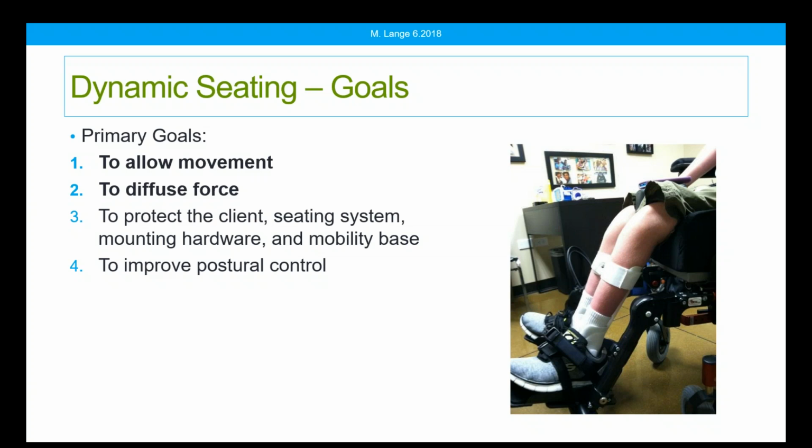Third, by diffusing those forces, we're protecting the client, we're protecting the seating system, mounting hardware, and the mobility base. We have probably all worked with clients who have caused damage to their chair, maybe snapped a head support clean off the chair due to these forces, and this technology can be used to protect both the client from injury, but also all that equipment. And then finally, to improve postural control by providing movement within a limited range, we can see changes, particularly in trunk control and head control.